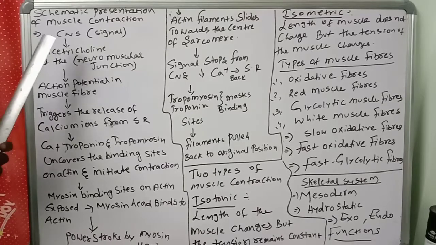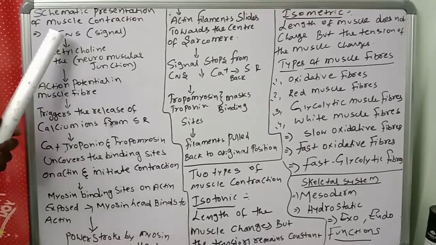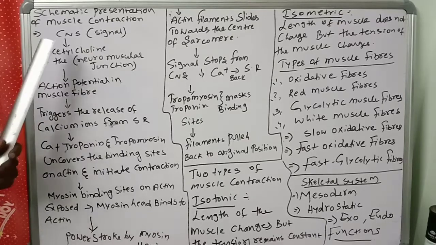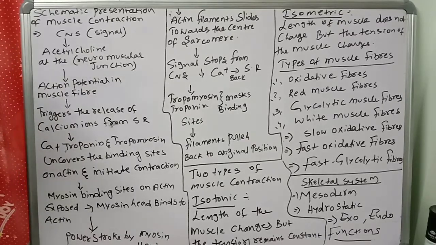Muscle contraction is initiated by the signal from the central nervous system. So first, how will the muscle contraction be initiated? It is initiated by the central nervous system, the brain and spinal cord, as you know very well. Then, from the CNS, what will be released?